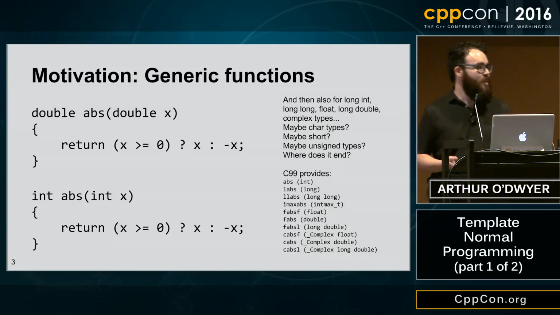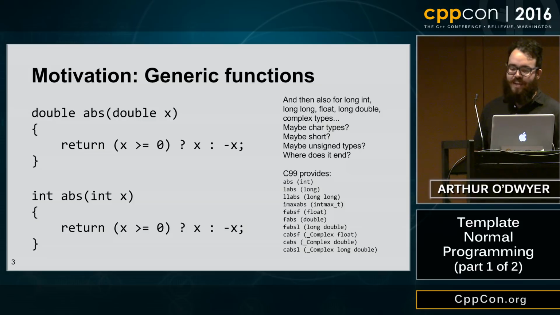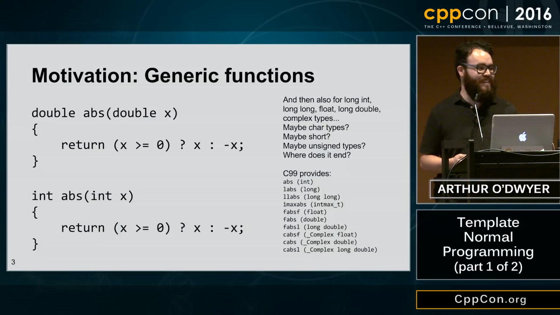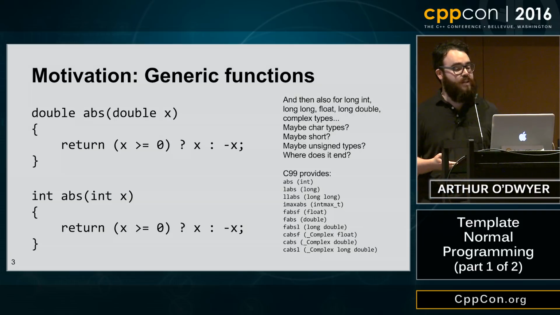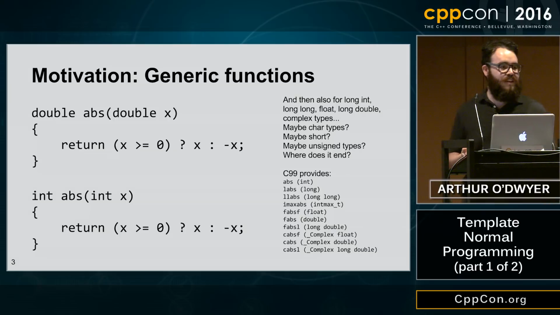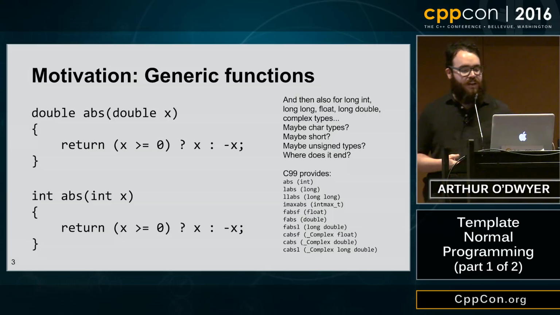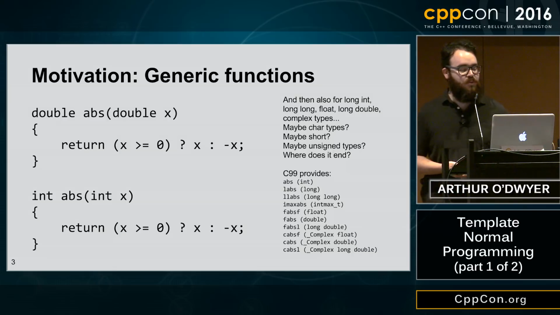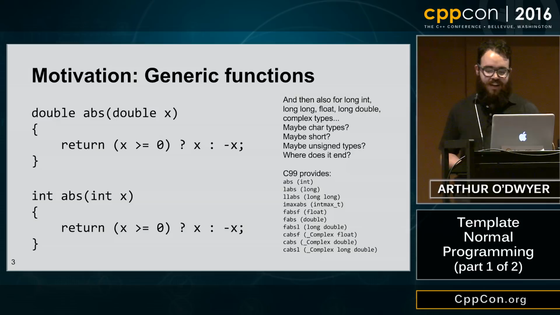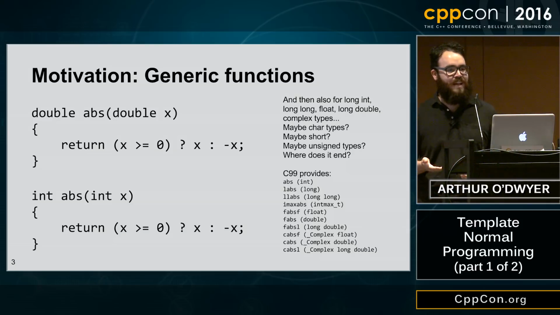So motivation. What are templates? Why are they in C++ to begin with? Presumably everyone has seen a slide something like this before. In C, we have a function like abs, and it takes an int and returns an int. And in C99, later on they realized that they also need a version of this for long, and they need one for long long. And by the time you get to C99, you have about a dozen absolute value functions in the language, and they all have different names.